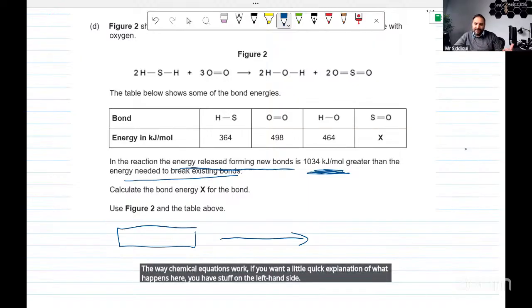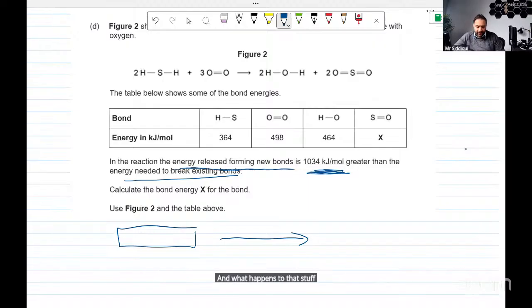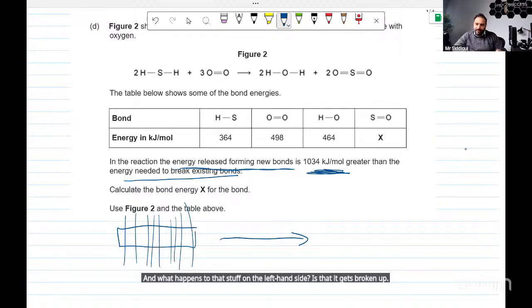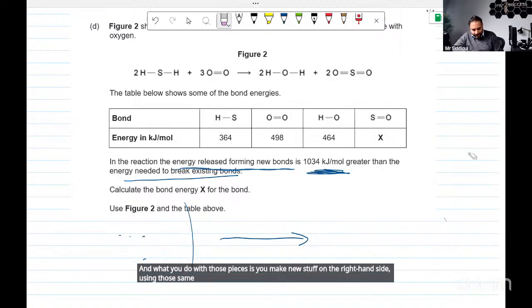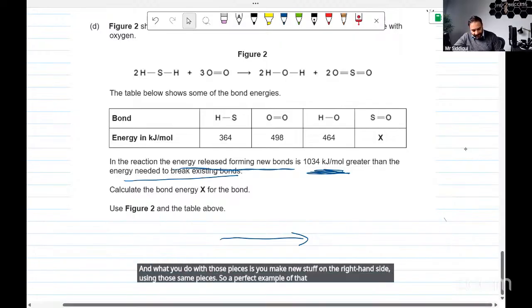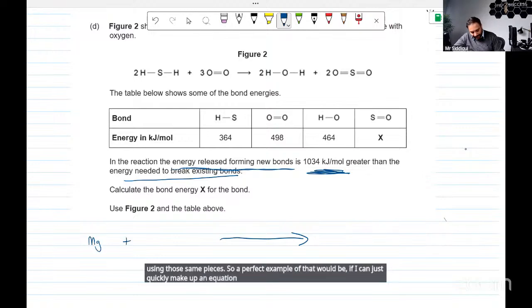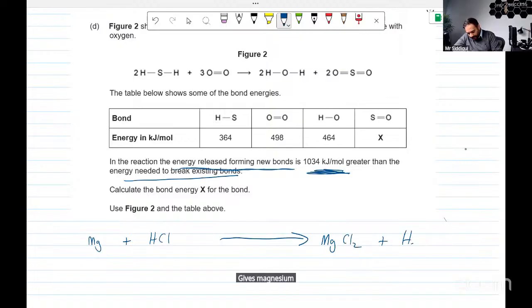And what happens to that stuff on the left-hand side is that it gets broken up. You break all of the bonds and break all of the pieces up. And what you do with those pieces is you make new stuff on the right-hand side, using those same pieces. So a perfect example of that would be, if I can just quickly make up an equation, magnesium plus hydrochloric acid gives magnesium chloride plus hydrogen. It's not balanced, but who cares?